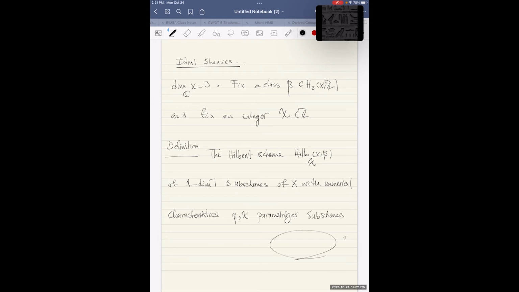So this is your X. It parameterizes subschemes. I'm gonna call this subscheme Z, a subscheme of X, whose irreducible components are at most one-dimensional.